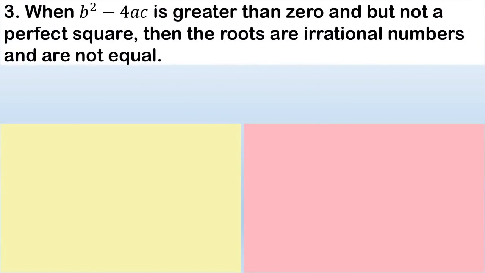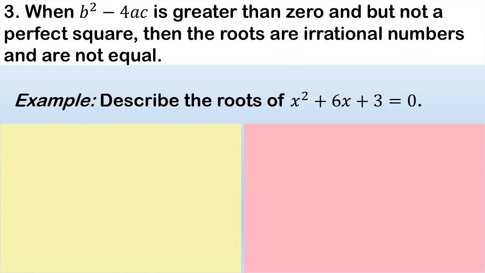Next, let's proceed. Number 3. When b squared minus 4ac is greater than 0, but not a perfect square, then the roots are irrational numbers and are not equal. So, it means magiging irrational ang number natin kapag ang value ng discriminant naman natin ay hindi perfect squared. Okay, so let's identify if it is true.